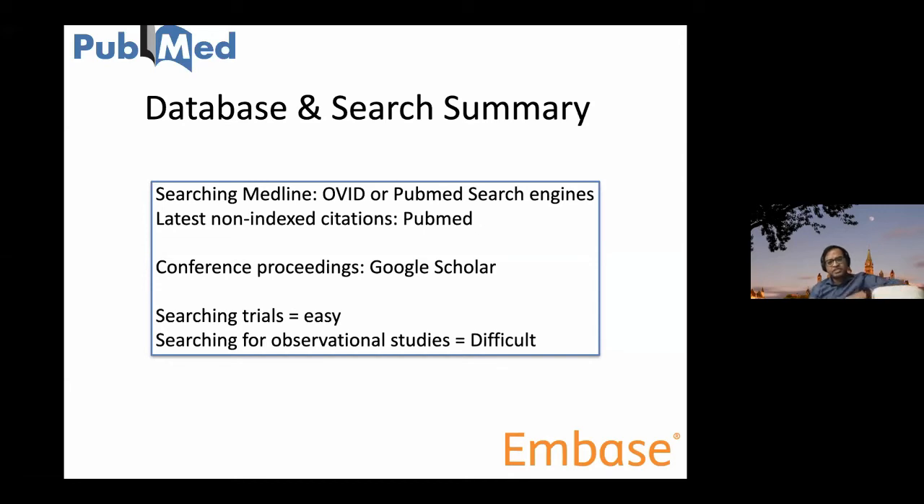Searching for trials is easy. If you're searching for observational studies, it's a little bit difficult. There are filters for observational studies, but those filters don't work that well, and in my experience they become a little too specific. So if you're searching for observational studies, my only suggestion is to keep your search as broad as possible, and be prepared to sift through a lot of data.